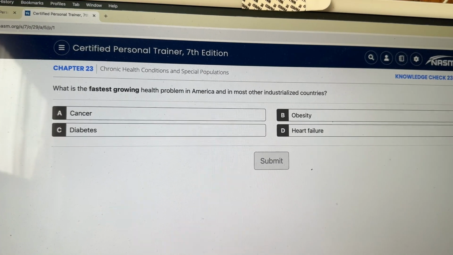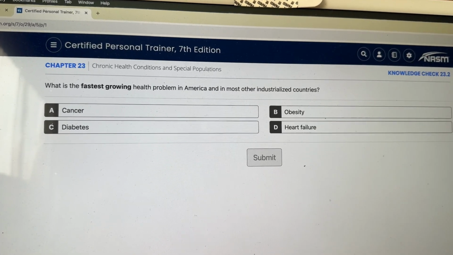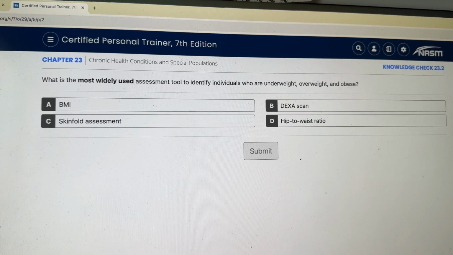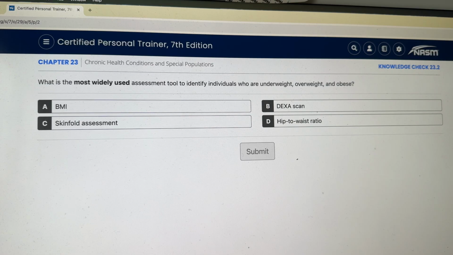Here we go. What is the fastest growing health problem in America and most other industrialized countries? Obesity. What is the most widely used assessment tool to identify individuals who are underweight, overweight, and obese? BMI.